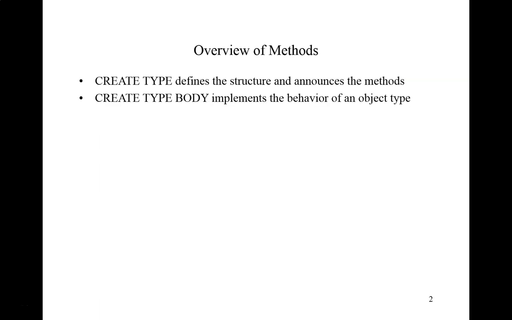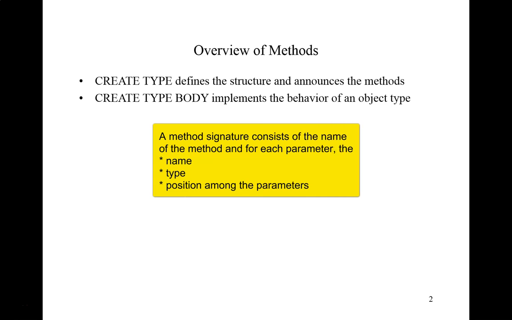The create type statement defines the structure and announces methods for an object type. The create type body statement implements the behavior of an object type by supplying the code or instructions for these methods. For an object type with behavior, the create type statement includes forward declarations or signatures of methods for the type. This is what we mean by announcing the methods. A method signature consists of the method's name and the number, types, and the order of the method's formal parameters, including the implicit self parameter.